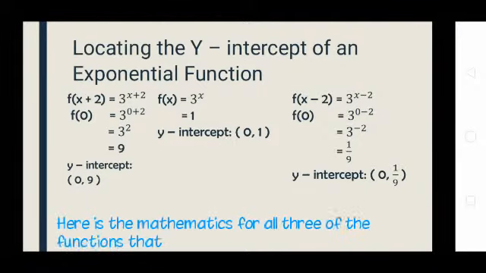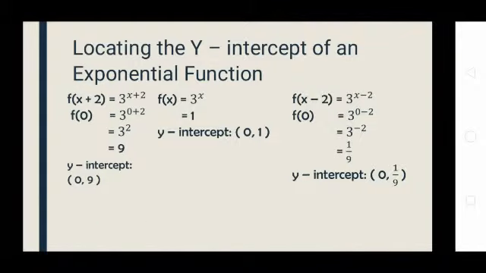Here is the mathematics for all three of the functions that have been graphed. First one is f of x plus 2 is equal to 3 raised to x plus 2. So you're going to substitute 0 for x. So it is equal to 3 raised to 0 plus 2, which is equal to 3 raised to 2. And 3 raised to 2 is equal to 9. Your y-intercept now is (0, 9).